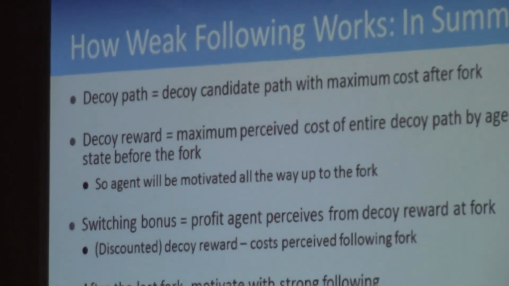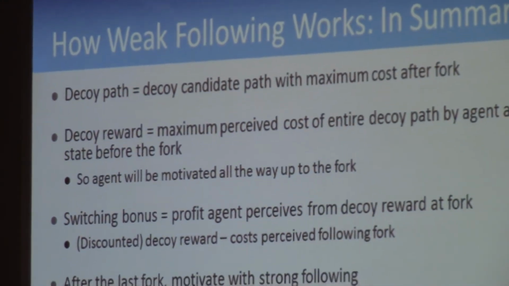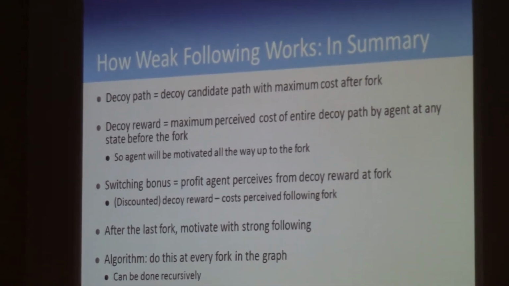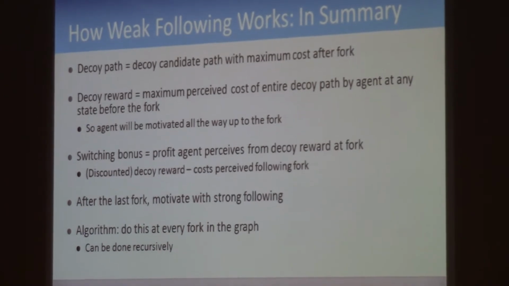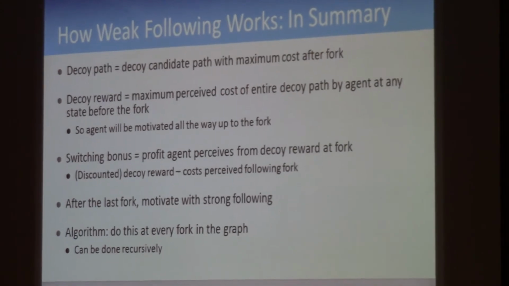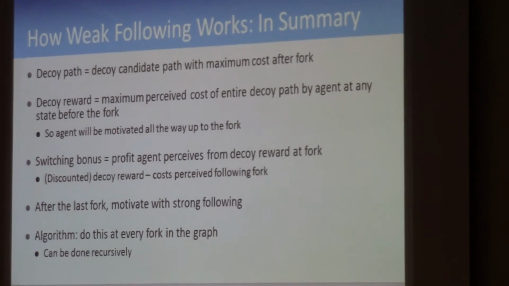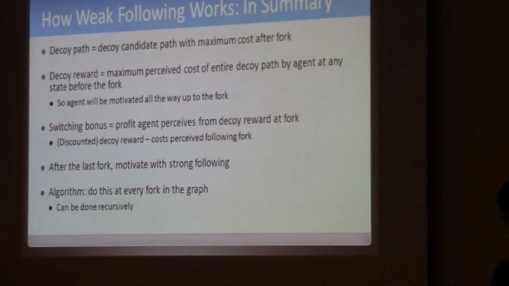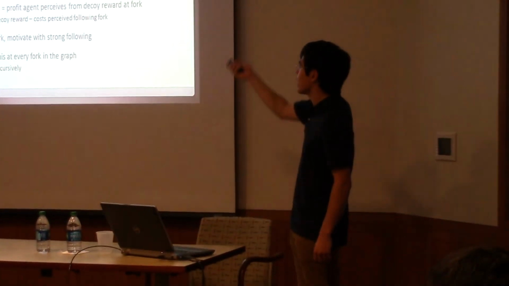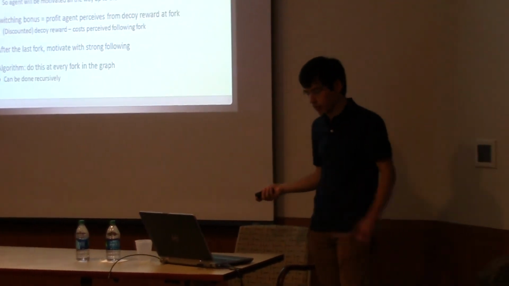So anyway, here's how the idea works. I have a decoy reward, which is enough that for all the steps up to the fork, the agent will want to move forward. I put a switching bonus, which is, once the agent gets to the fork, how much better does it think it's doing if it goes to the decoy reward? I need to make sure it thinks it's doing at least that well by switching away from it. After the last fork, I have to motivate a strong follow. And it turns out you can do this at every fork in the graph. If you have more complicated graphs than the one I considered, you can do this recursively. So the approach I actually described more or less explains how it works even on larger graphs.